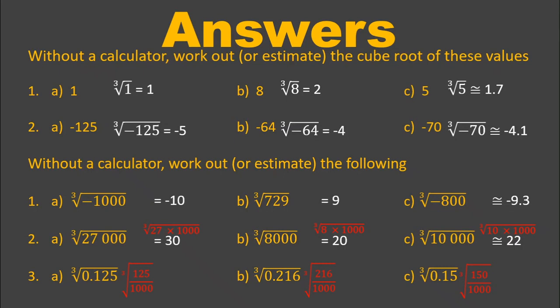The cube root of 125 is 5, and the cube root of 1,000 is 10. So this is 5/10. The cube root of 216 is exactly 6. The cube root of 1,000 again is 10. So that'd be exactly 6/10. The last one is an estimate because 150 can't be cube rooted, but it is somewhere between 125 and 216. A bit closer to 125 than it is to 216 though. So it's closer to 5 than it is to 6. I put an estimate of 5.3 and I've divided that by 10.